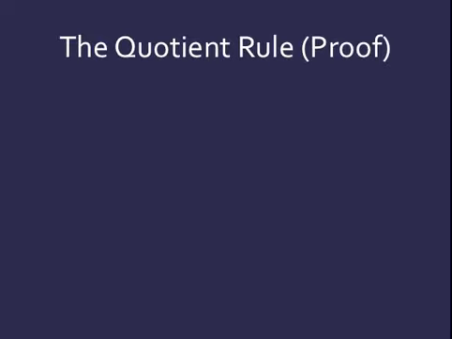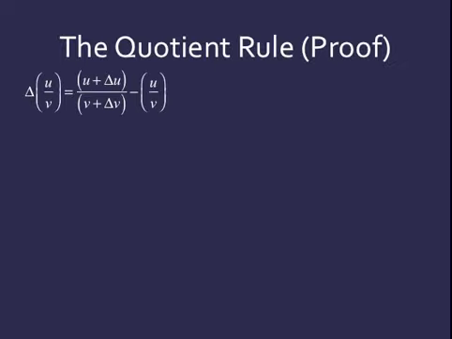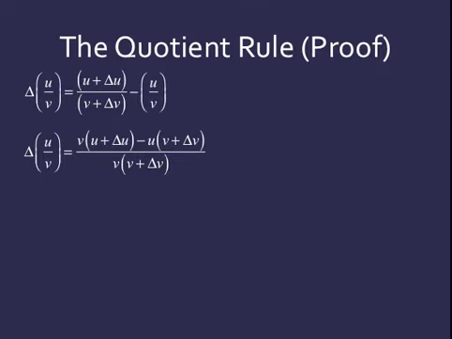We can derive the quotient rule in a similar way as we did with the product rule a little earlier. Here we can define delta of u over v is equal to u plus delta u over v plus delta v minus u over v. This is simply the difference of two fractions. So applying our normal rules for dealing with fractions, we'll put everything over a common denominator and we end up with delta of u over v is equal to v multiplied by u plus delta u minus u times v plus delta v over the common factor of v multiplied by v plus delta v.